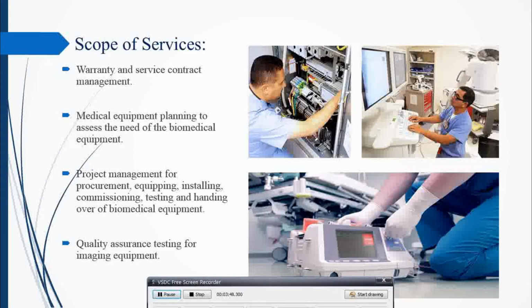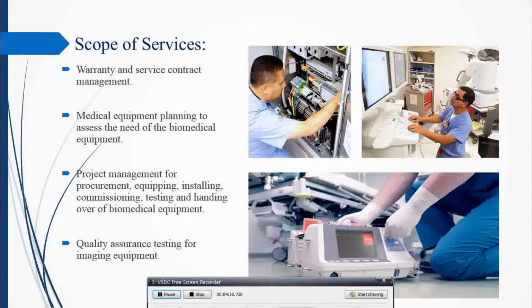And then handing over of biomedical equipment. Once you have tested and commissioned, you have done short courses. That means potentially you have to provide or undergo short courses as well, so that you know how to use the system, right? Once this stage is completed, then you can hand over the biomedical equipment.